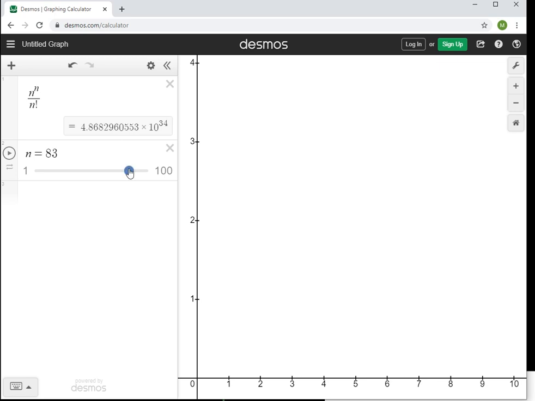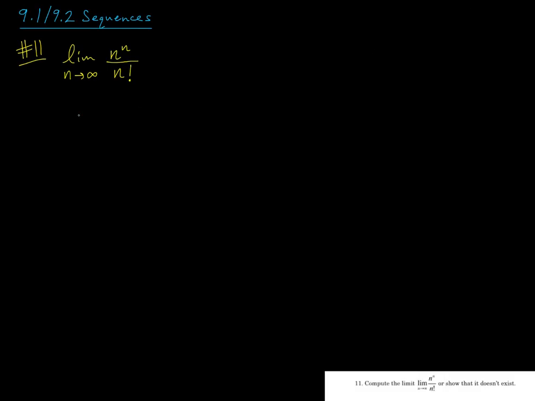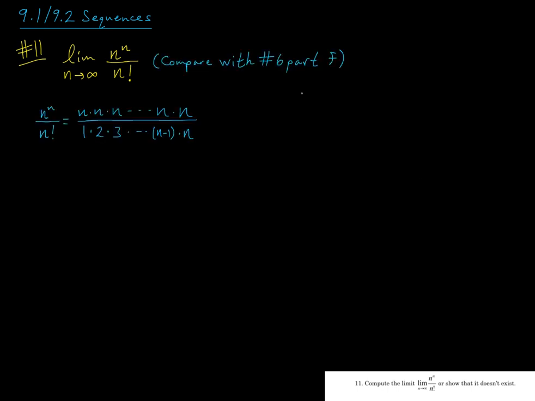Now, of course, this is not a proof. We need to actually come up with an argument to say why this thing actually approaches infinity. And that's what we're going to do here. This is pretty similar to an example we've already seen, question 6, part F. There we had 4 raised to the nth power divided by n factorial. And the argument that we're going to use for this problem is really similar to that. So you might want to go back and revisit that argument.